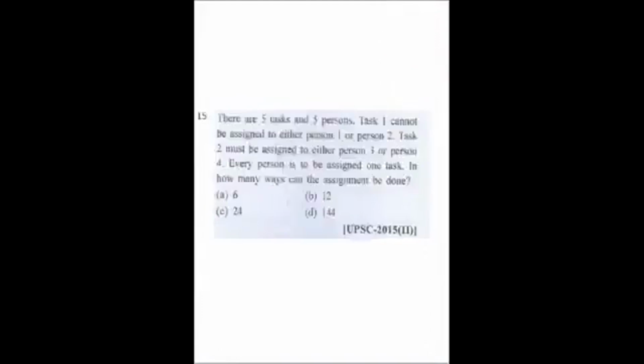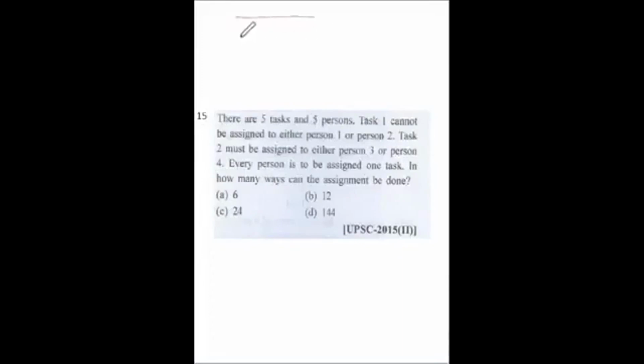There are 5 tasks and 5 persons. Task 1 cannot be assigned to either person 1 or person 2. Task 2 must be assigned to either person 3 or person 4. Every person is to be assigned one task. In how many ways can the assignment be done?